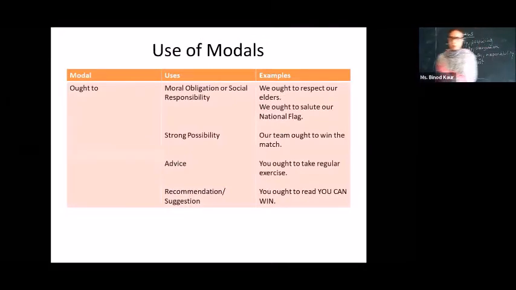So next one is ought to. It is the extreme aspect of should and must: moral obligation or social responsibility. You know, must and should were used in obligation and responsibility. Now the words moral obligation and social responsibility are added, and there the use of ought to is the appropriate one. We ought to respect our elders. We ought to salute our national flag. It is our moral obligation and social responsibility.